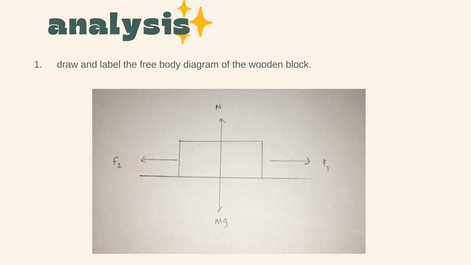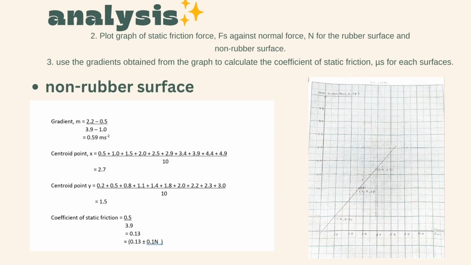Next is the analysis after we have made the experiment, which is the label and the drawing of free body diagram of the wooden blocks. Second is the graph that we plotted of static friction force against normal force for the rubber surface and non-rubber surface. For the non-rubber surface, like you have seen on the slide, the gradient that we got is 0.13 plus minus 0.1 Newton.